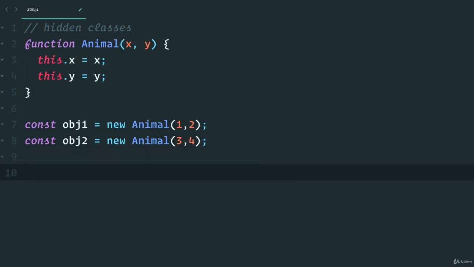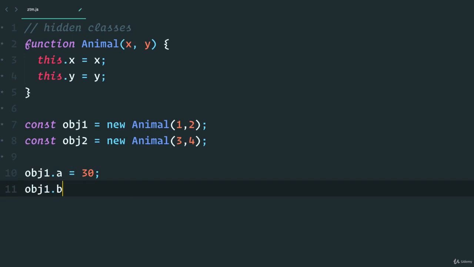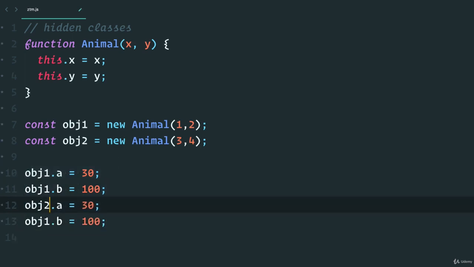But if I go ahead and add object1.a to equal, let's say, 30, and then object1.b to equal 100, and I'll do the same thing for object 2, except that this time around for object 2, I'm going to create it in a different order. So that is, I add the B property and then the A property to object 2. Hopefully that's not too confusing.